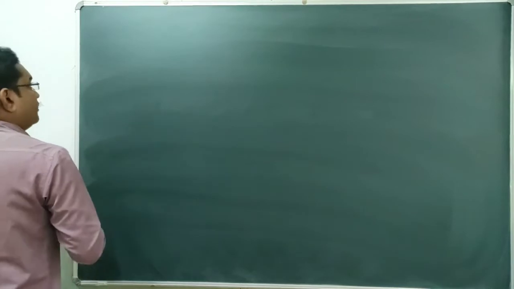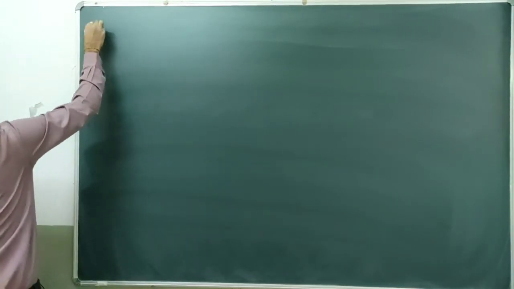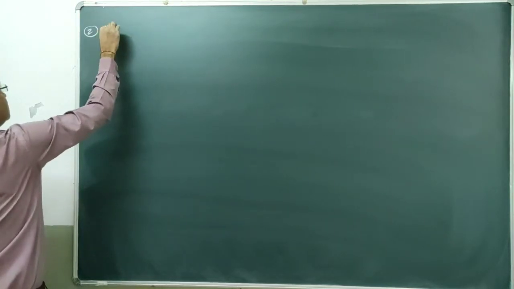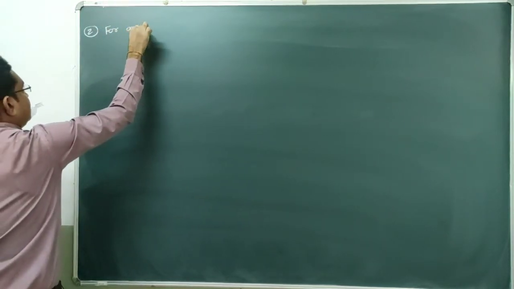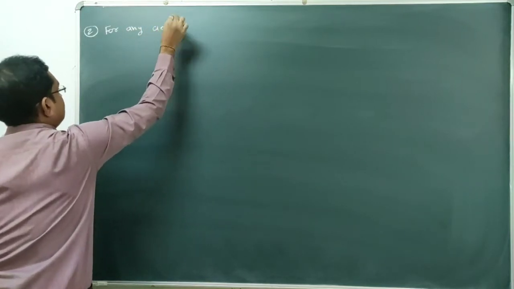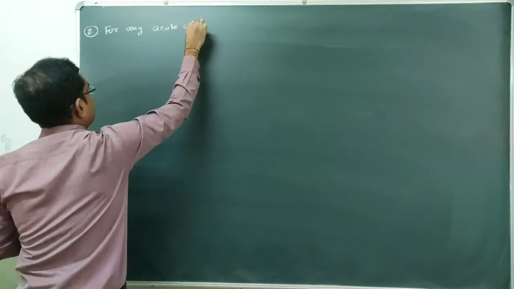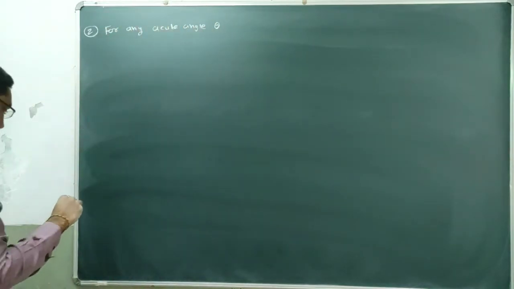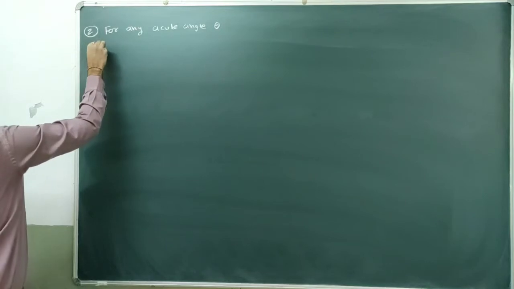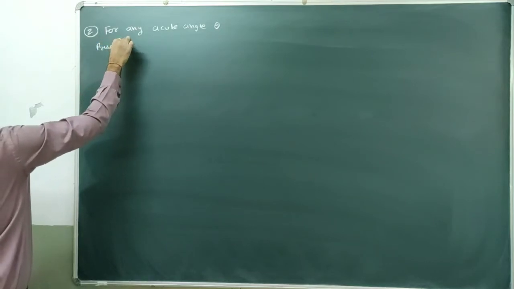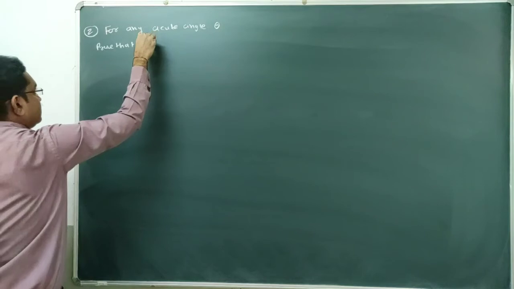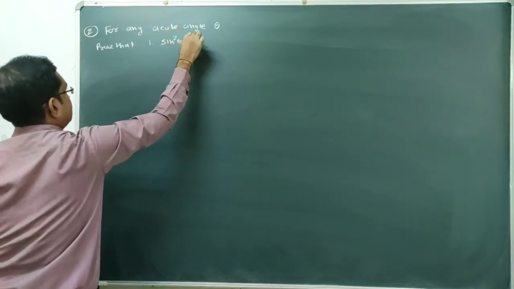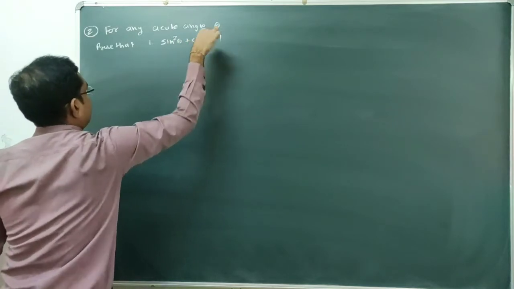Okay, students, now another important question. The question says that for any acute angle theta, prove the first trigonometric identity, that is sin square theta plus cos square theta equal to 1.